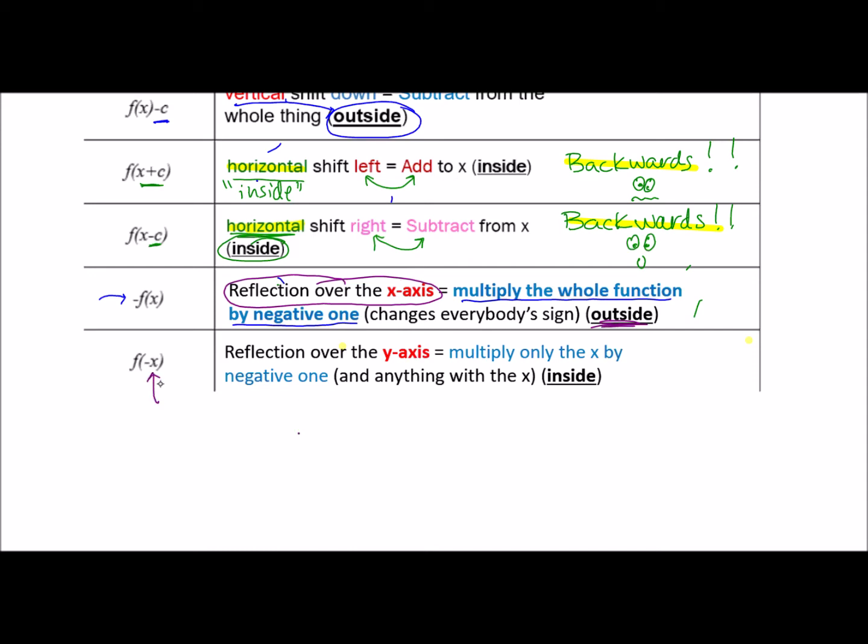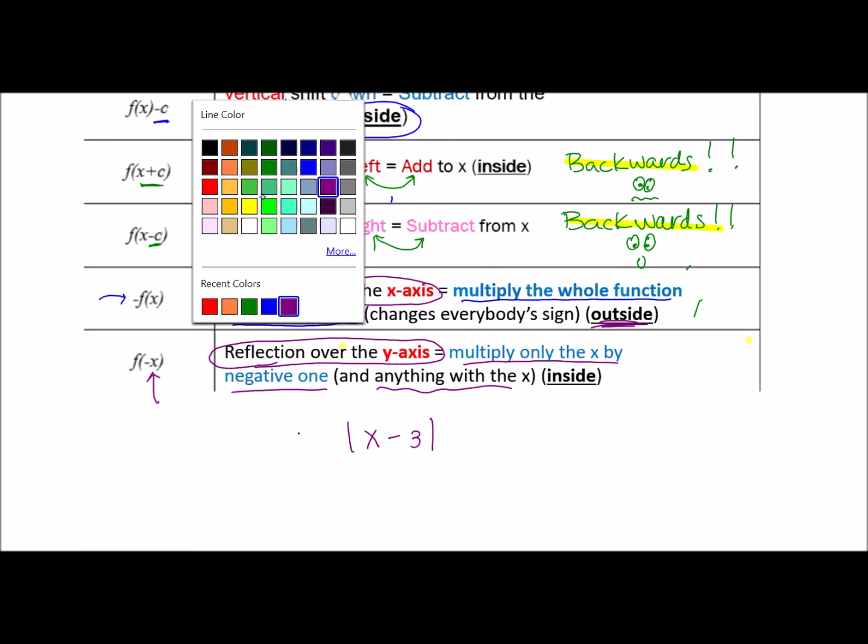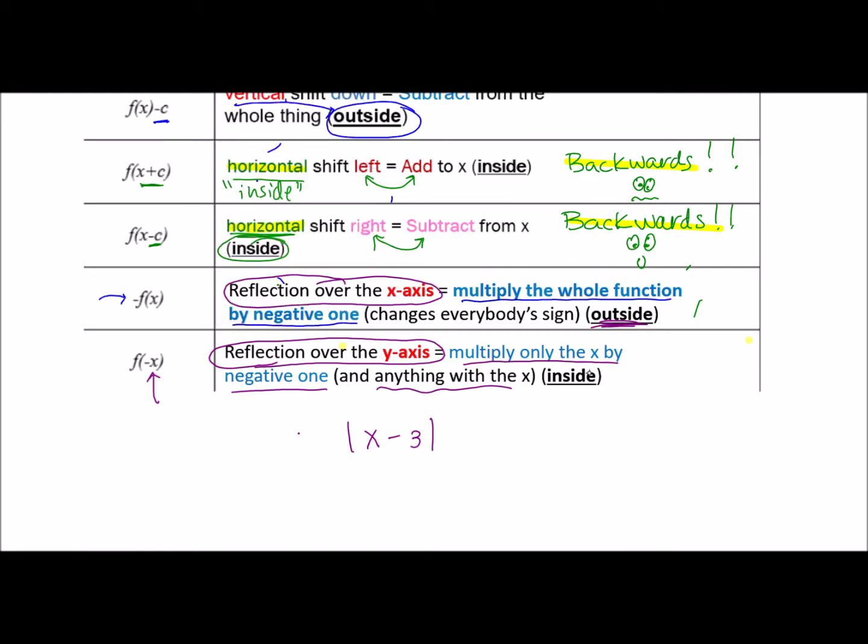Now inside is a different story. We're reflecting over the y-axis, and you're multiplying only the x by the -1. And this is a little side note, anything that's inside with the x. So let's say our function at one point was this. And then I said, oh, reflect it over the y-axis. And according to my directions right here, it says to multiply only the x by -1. Well, it's -1, but it gets multiplied by everybody inside. So that's what this little bit right here is talking about. You would actually multiply everybody inside. I guess it's not everyone, it's everything.